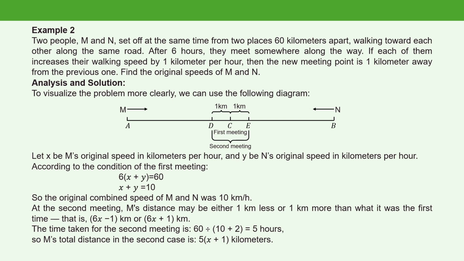At the second meeting, M's distance may be either 1 km less or 1 km more than what it was the first time, that is, 6x minus 1 km or 6x plus 1 km. The time taken for the second meeting is 5 hours, so M's total distance in the second case is 5 times the sum of x plus 1.